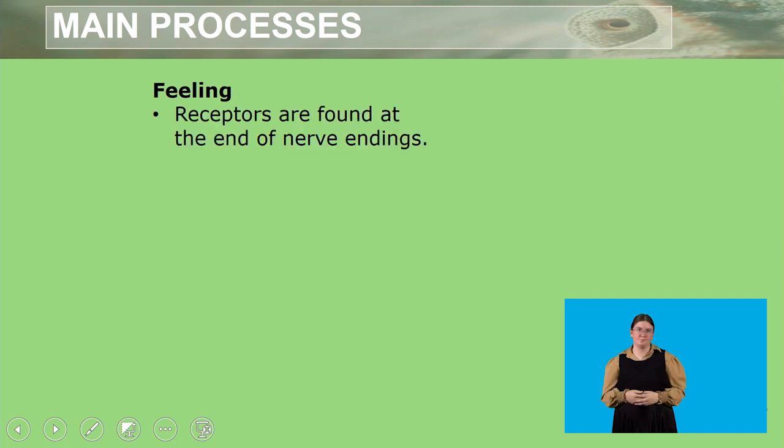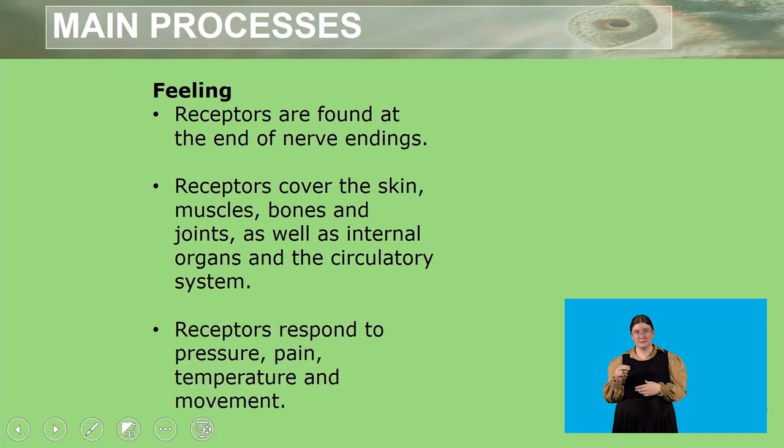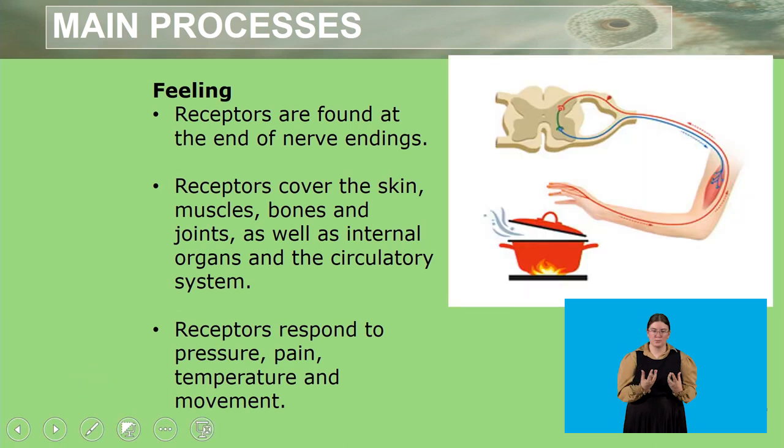Okay, the first process that we will be looking at is one that involves our sense organs. This involves the process of feeling. You have receptors that are found at the end of nerve endings. These receptors cover the skin, muscles, bones, and joints, as well as internal organs and the circulatory system. Receptors respond to pressure, pain, temperature, and movement. Alongside, we have a picture of how the process of feeling is involved.